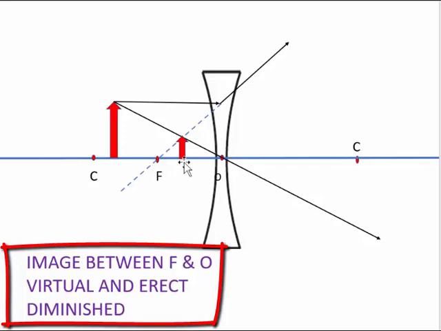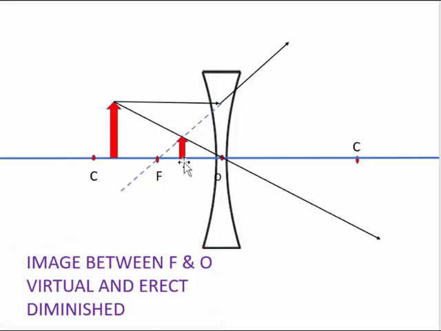The image is going to be erect and it is going to be virtual, because both the rays are not real rays. One of the rays, if you see here, is a virtual light ray. So the image is formed because of this virtual light ray. That's why this image formed will be a virtual image. Also, if you see the size of the image, the size will always be smaller than the size of the object. That's why we call it a diminished image.